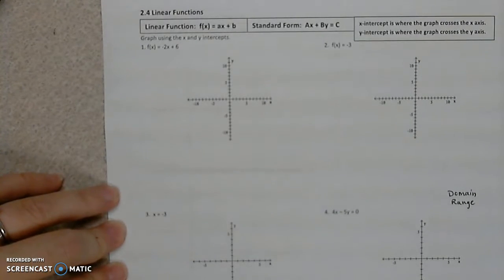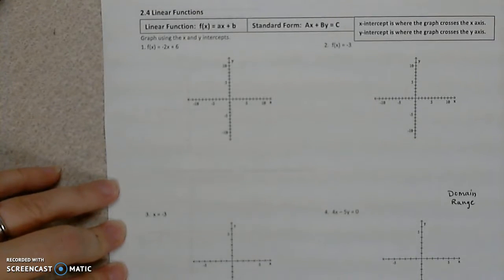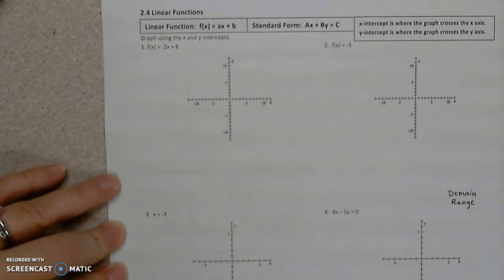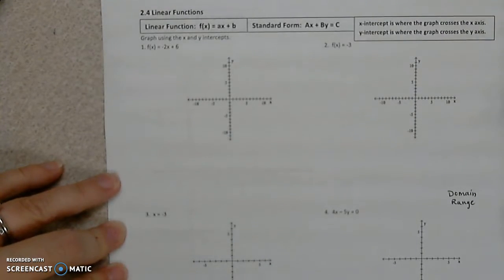One such way is the way we did it a couple sections ago, where we pick values for x and solve for y, or we pick values for y and solve for x, and we got a set of ordered pairs. Another way that you can graph linear functions or other functions is to use what's called the x and the y intercepts.